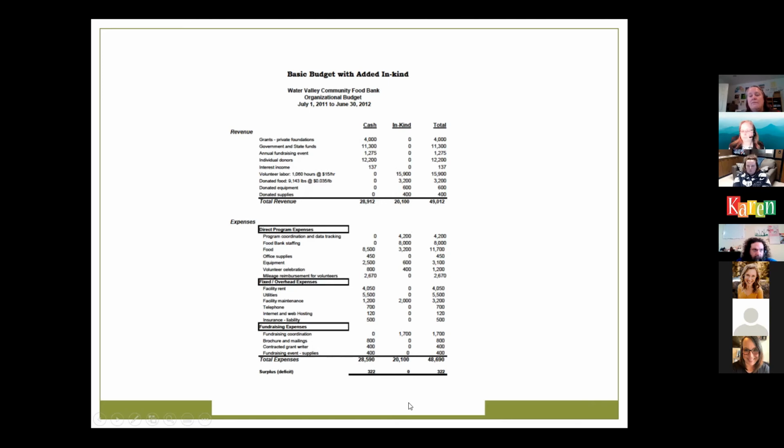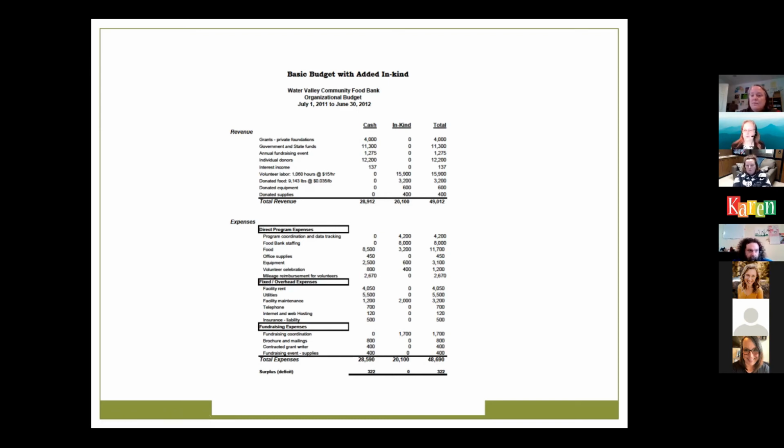But now we have a picture that funders will look at and know a lot more about the Water Valley Food Bank. So if you wanted to start setting up your budgets this way, you could do so with just a little bit of modeling of what are you taking in and then how is that being used.